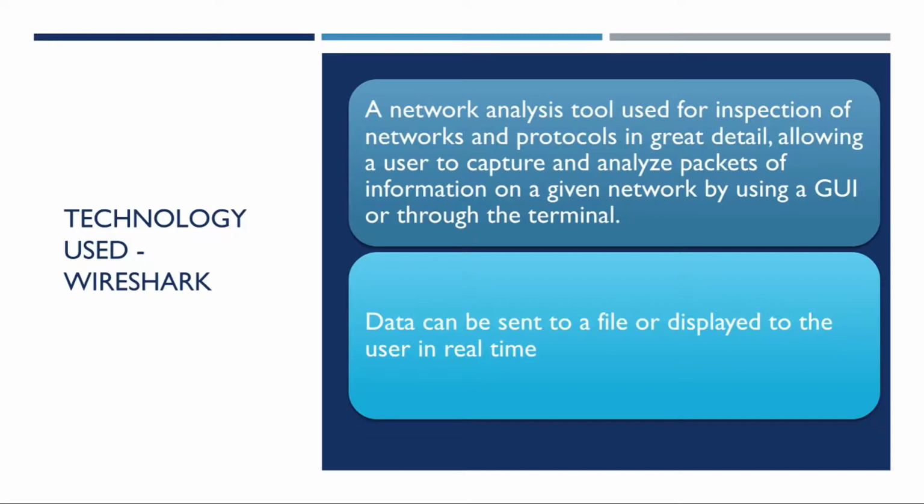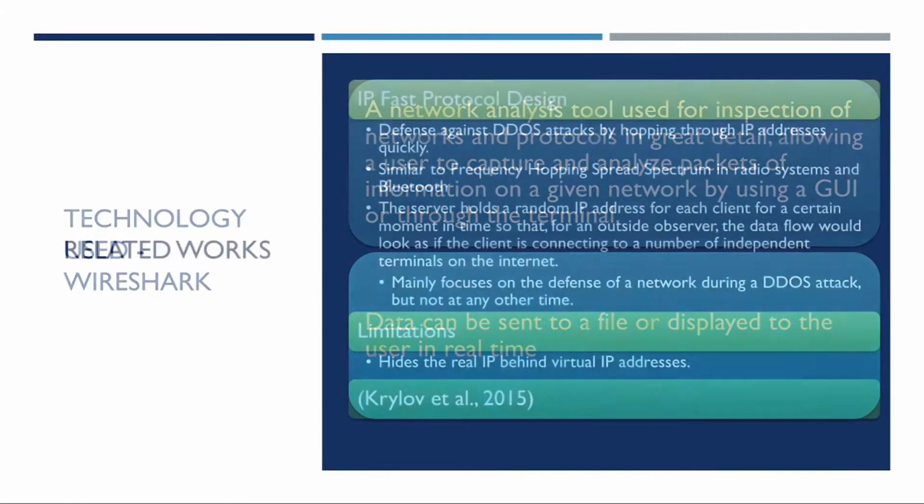And the last technology that I used was Wireshark. Wireshark is a network analysis tool used for inspection of networks and protocols in very great detail. I was able to capture all of the packets and other network information sent through SCTP between the two machines. And this was either sent to a file or displayed to the user in real time. This was displayed to me in the implementation in the console.